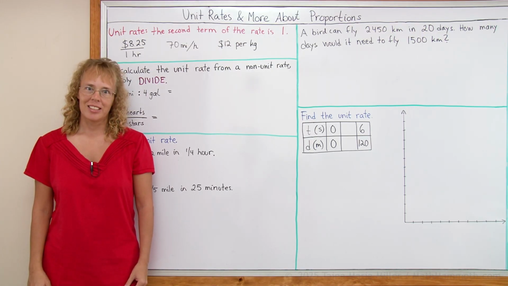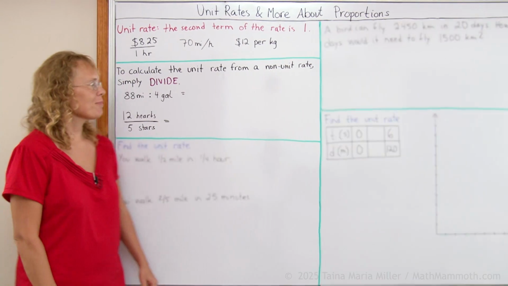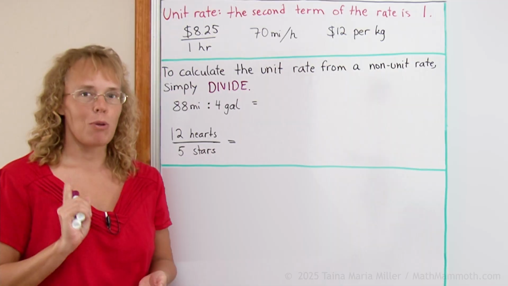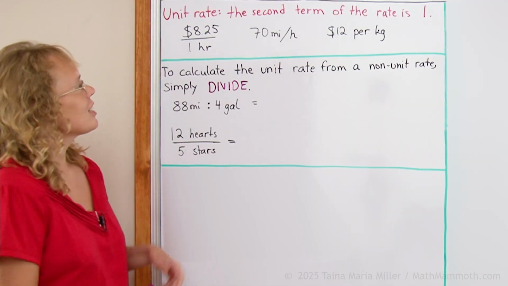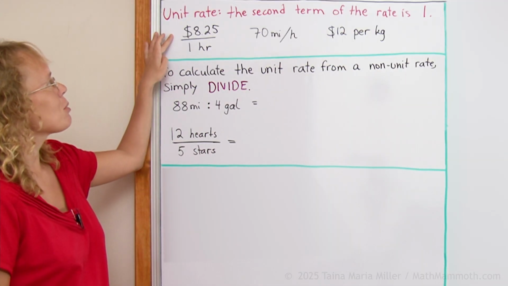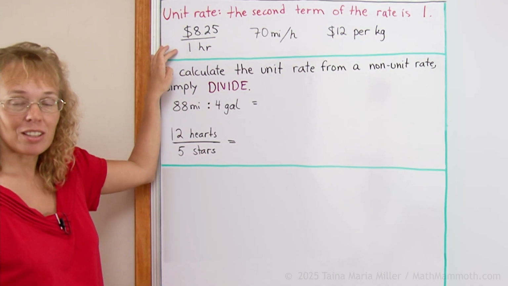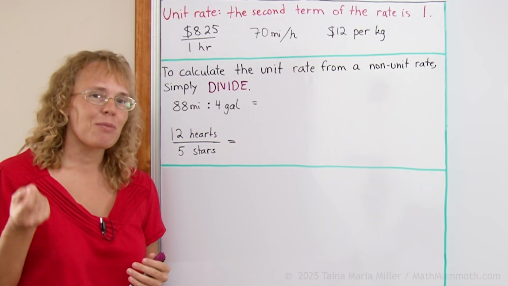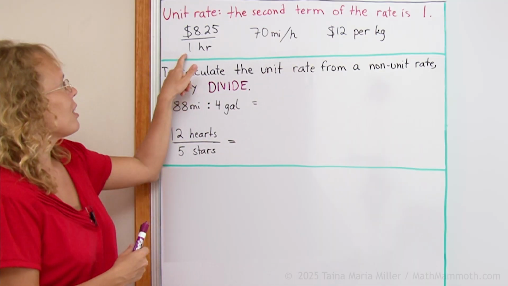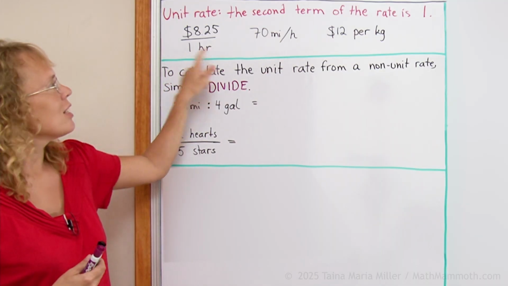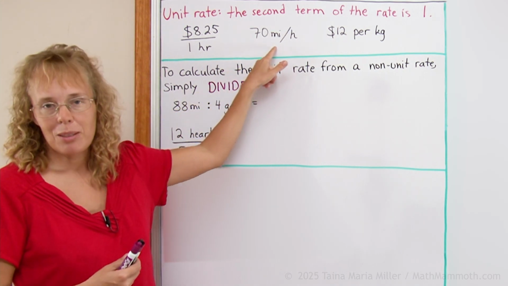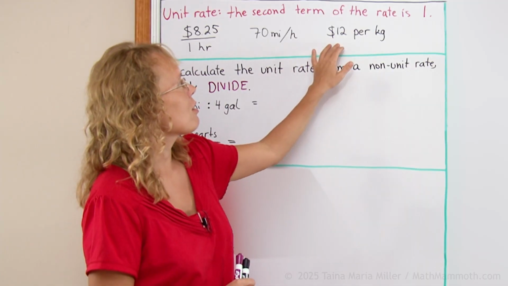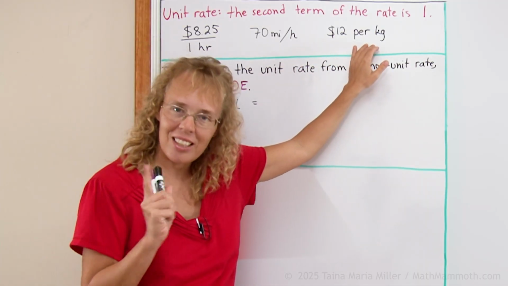In this lesson we're going to study unit rates. What is a unit rate? It is a rate where the second term of the rate is 1 unit. Here are some examples. For example, $8.25 per 1 hour. Or we might say just $8.25 per hour, but we mean per 1 hour. This 1 hour makes it the unit rate. Another is 70 miles per hour, but it means per 1 hour, so it is a unit rate. Or $12 per kilogram, per 1 kilogram it means.